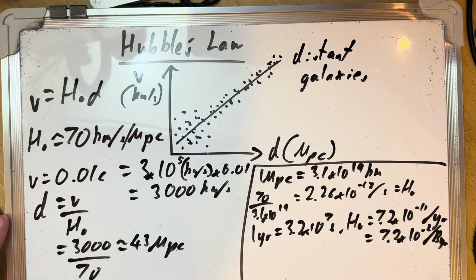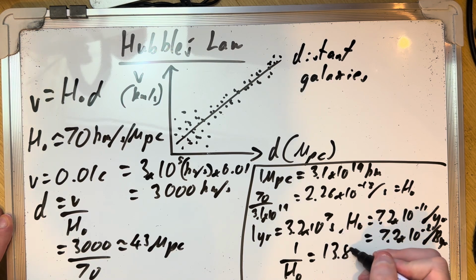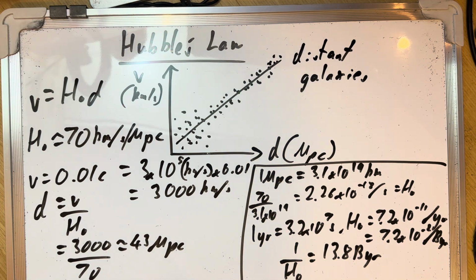Here's the surprising thing. If you take 1 over that, it comes out to be 13.8 billion years, which is one way we can work out the age of the universe, as you would expect. That's an upper limit, saying the universe is no older than that using this model, because it could have been faster in the past. Because of gravity, we would expect the universe to have slowed down. So that's an upper limit for the age of the universe there, 13.8 billion years.